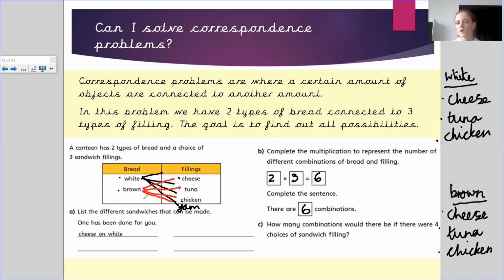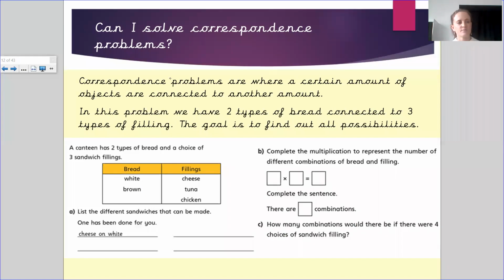So each type of bread can go to 4 different fillings, which means you can get 4 different sandwiches with the white bread, 4 different sandwiches with the brown bread, which means that our combination would be 2 times by 4 because of the 2 breads and the 4 fillings, which equals 8 different choices for our sandwiches.